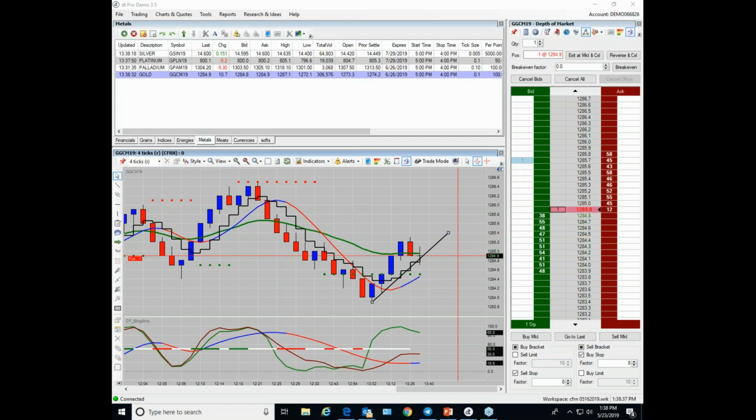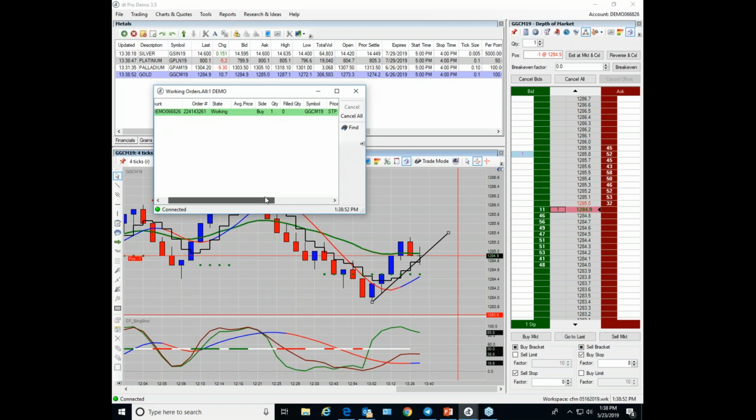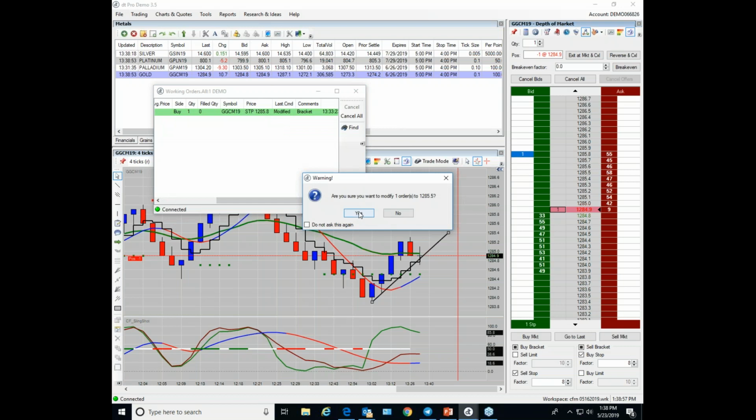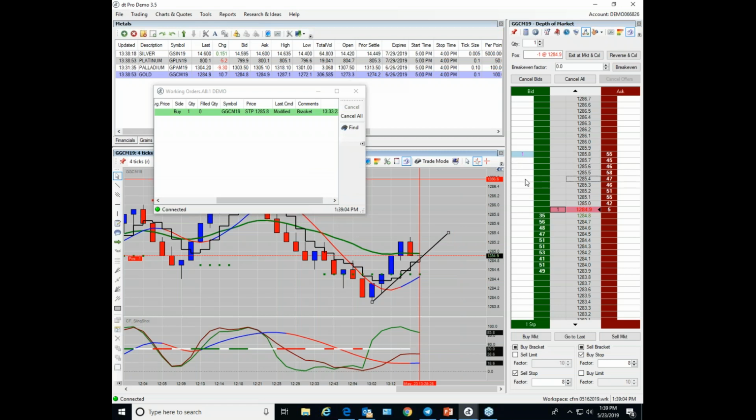So how do I do that, Bert? See the number 1 here? Put your mouse over it and left click. Hold the left click down and drag and release. All you're doing is changing the stop. Okay, 1285.80, watch this. It's been moved. That's all you have to do to manage the trade. Okay, that's it.